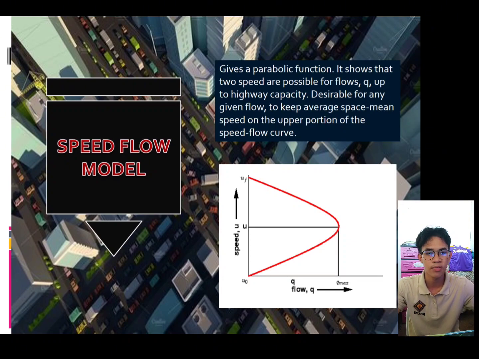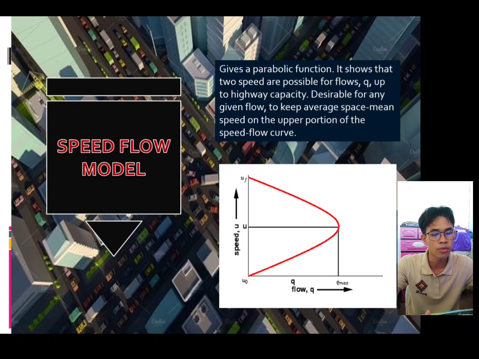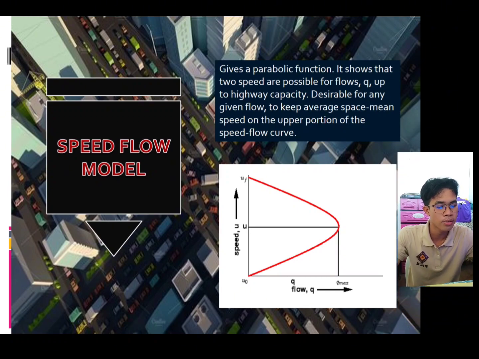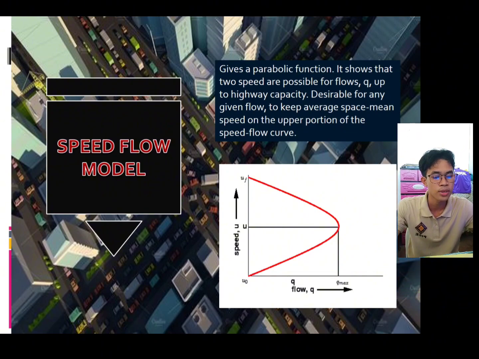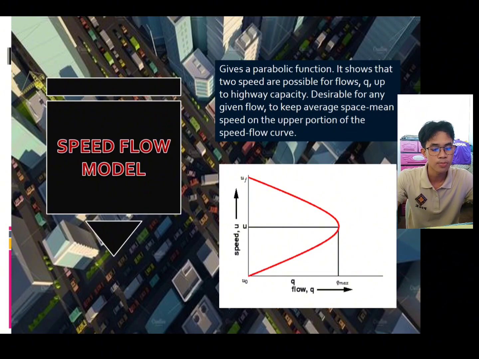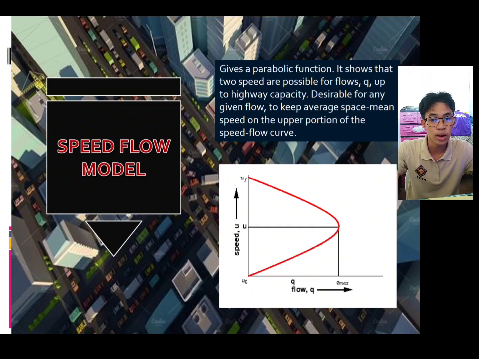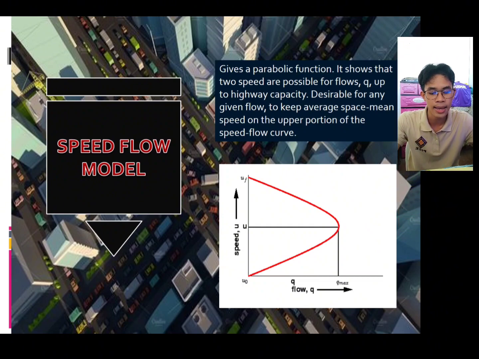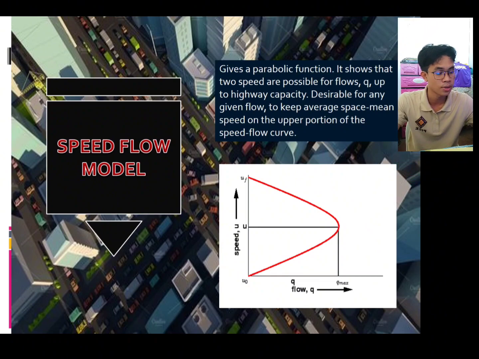Let's proceed to one of the basic stream models, which is the speed flow model. The speed flow model also gives a parabolic function. It shows that two speeds are possible for flows Q up to highway capacity. It is desirable for any given flow to keep the average space mean speed on the upper portion of the speed flow curve. So when the speed drops below U cap, it means that the traffic is in a highly congested and unstable condition.